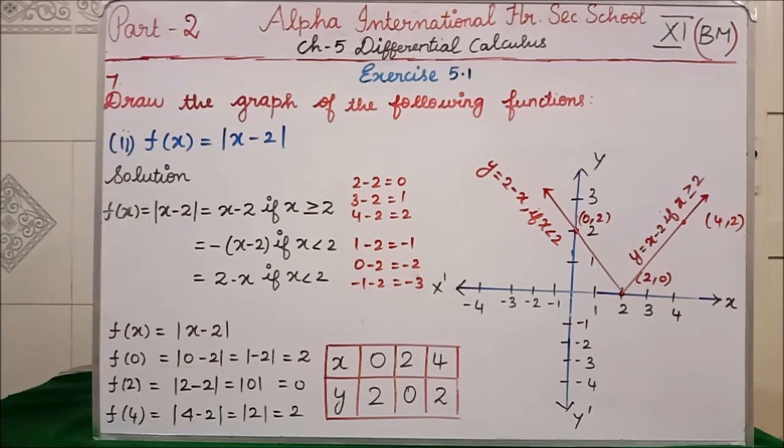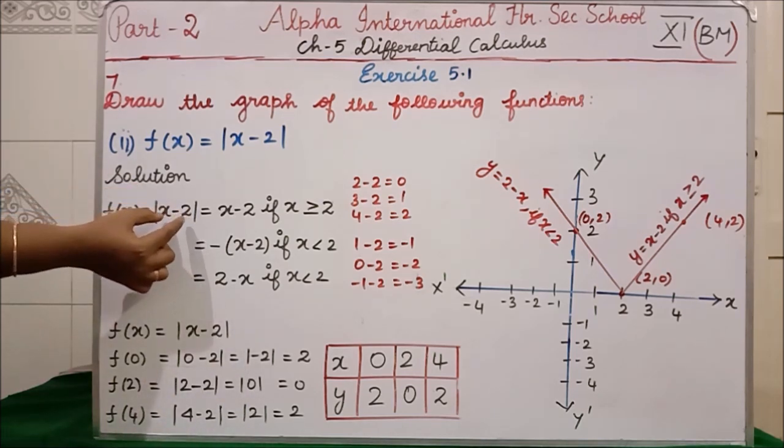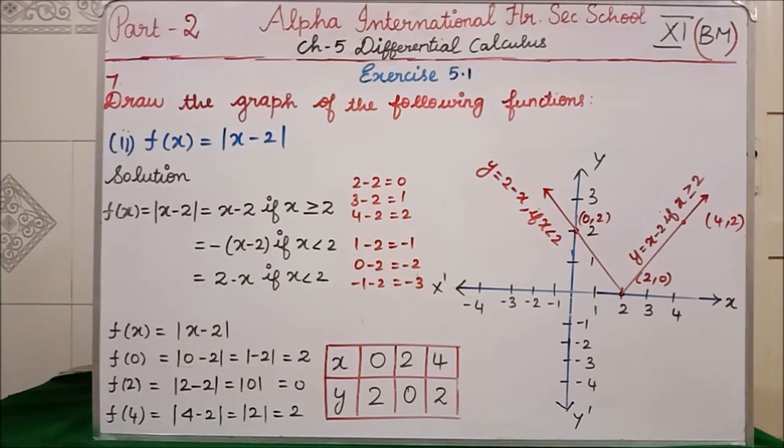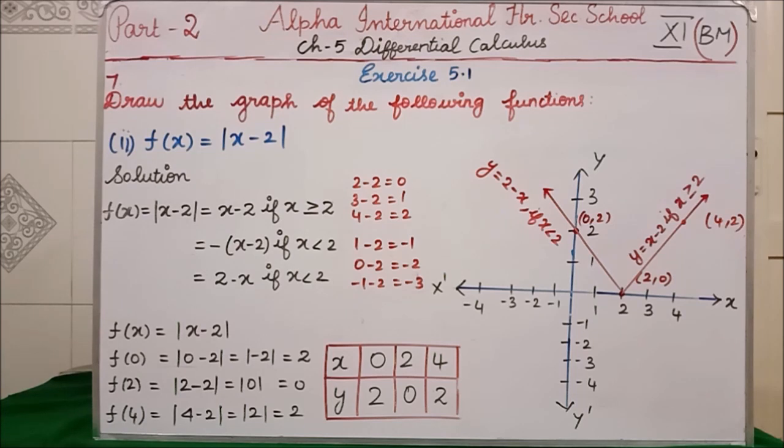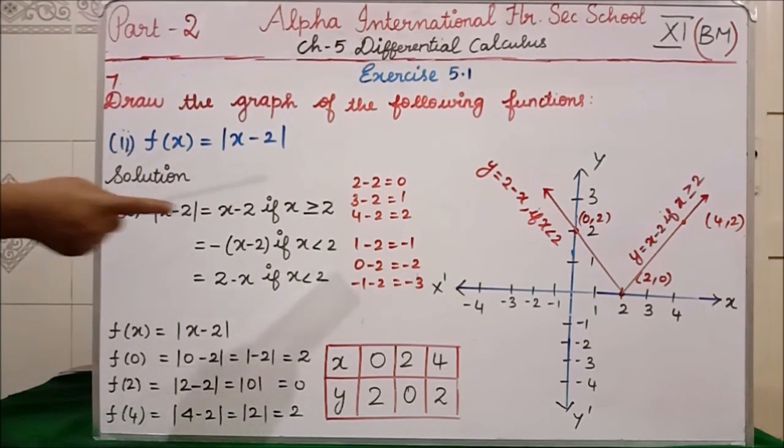See, first the solution. f of x is equal to modulus of x minus 2. Students, you all know that inside the modulus, if you get a negative, you will write positive. Now I am not going to consider the modulus fully. First I am going to take the inside value alone, which is x minus 2. If x is greater than or equal to 2, I have written this because greater than or equal to means you will include this 2 also.